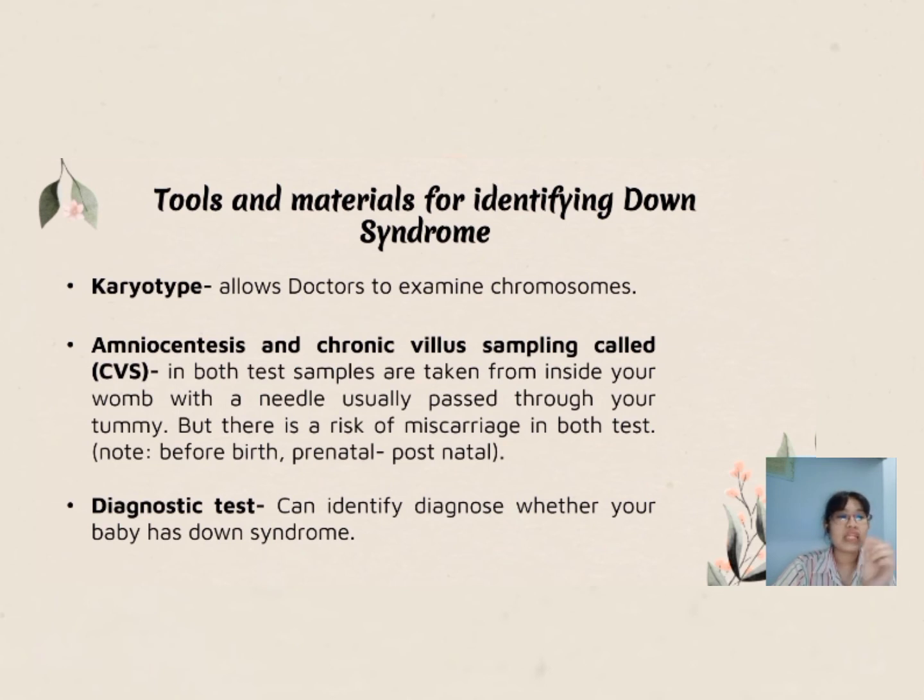So, a needle is inserted into the pregnant mother's tummy, and it is used for the CVS test. But doctors do not offer these often because both tests carry a big risk of miscarriage. Note, these are done before birth, prenatal, and postnatal. Next, the diagnostic test can identify and diagnose whether your baby has Down syndrome. So, that can also be used for Down syndrome.